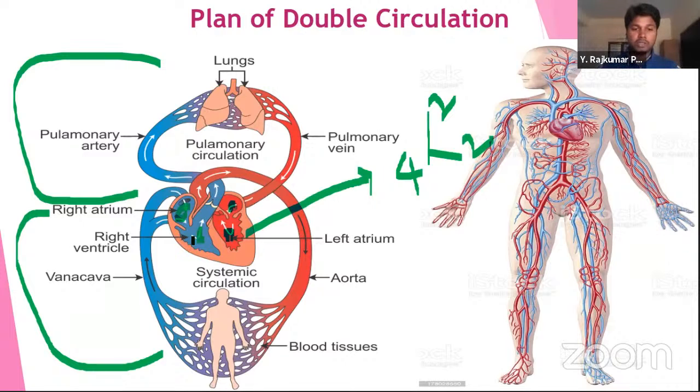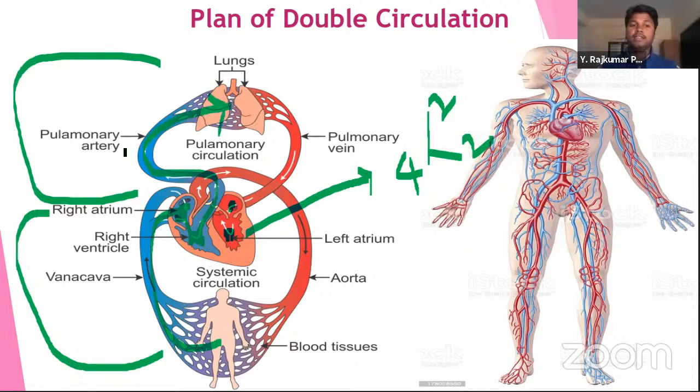Okay, here you can see all the deoxygenated blood coming into the atrium, okay, right atrium, and from right atrium it is going to the right ventricle, and right ventricle supplying the deoxygenated blood, the blue colored blood, to the lungs.